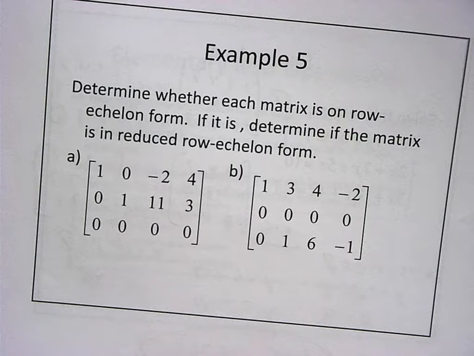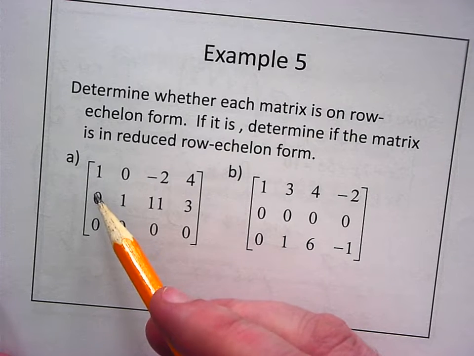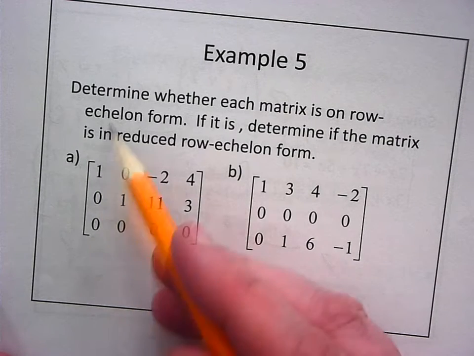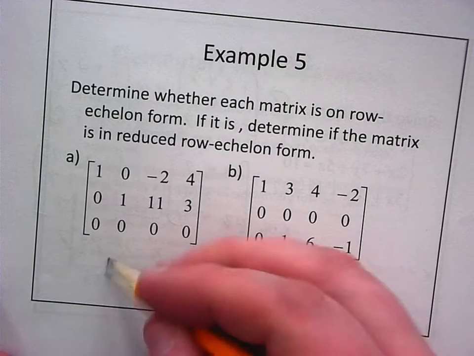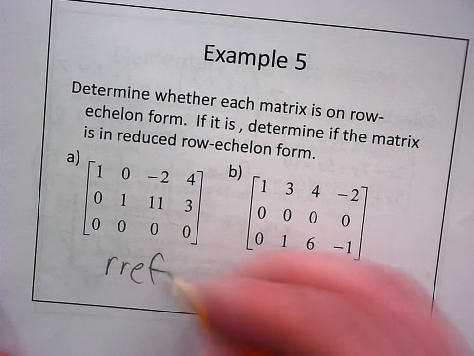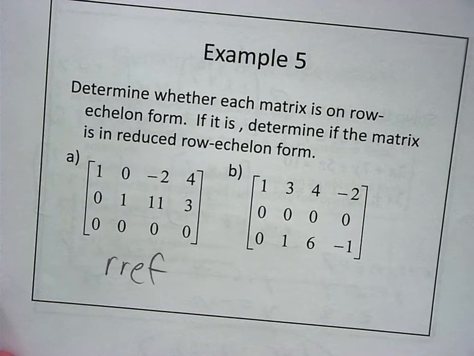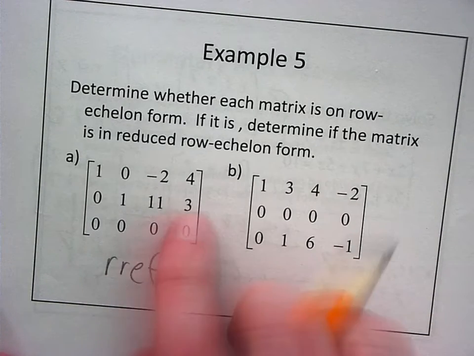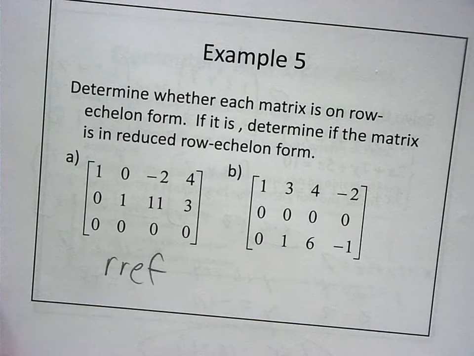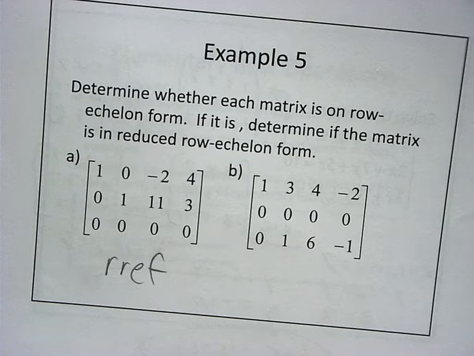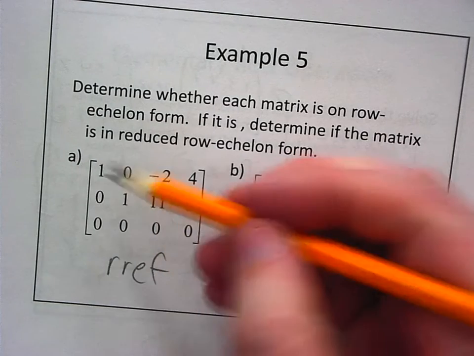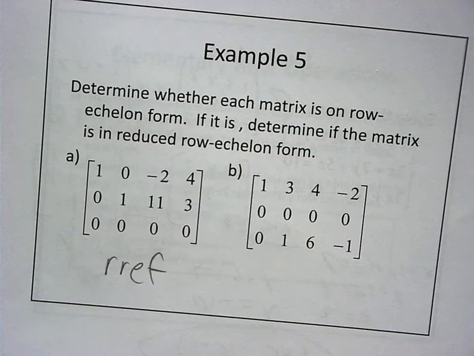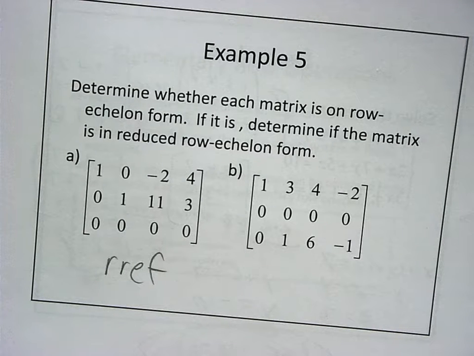There's not a 0 above the first lead. 11 is not a 0. There's zeros above and below the leading ones. This is reduced row echelon form. This one throws you off a little bit because of the 11 and the negative 2, honestly. But it doesn't say it must have nothing but ones in the coefficient matrix. It says you must have zeros above and below the leading ones. Leading ones, zeros, leading ones, zeros. This is reduced row echelon form.